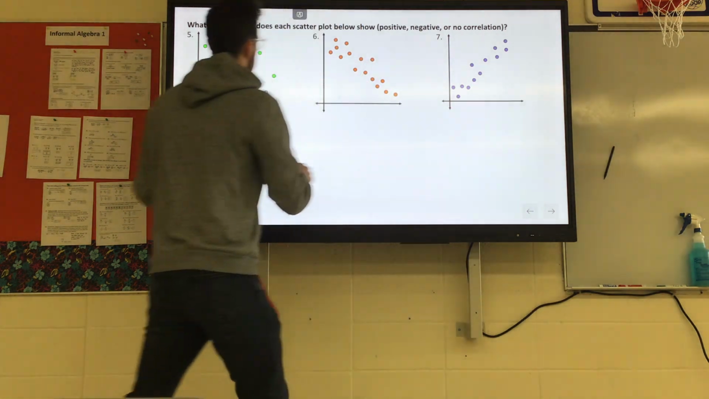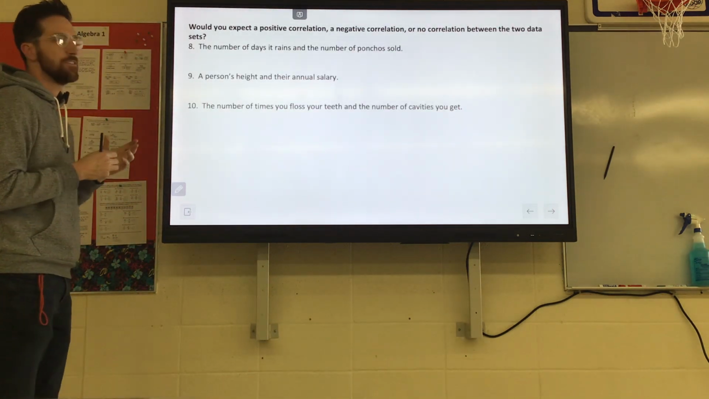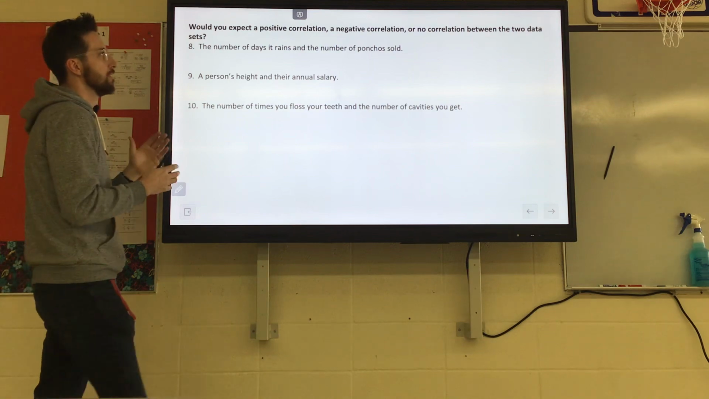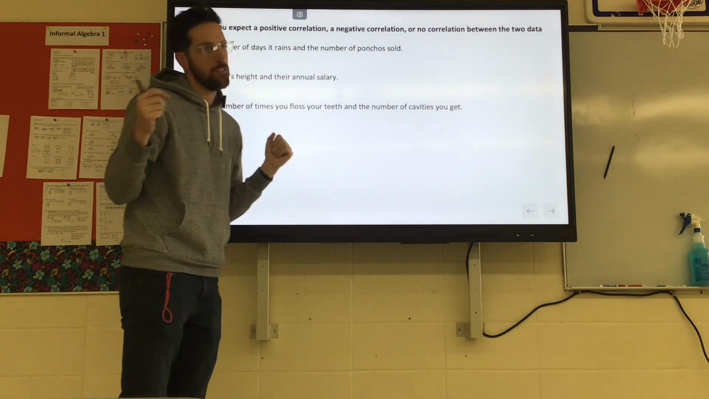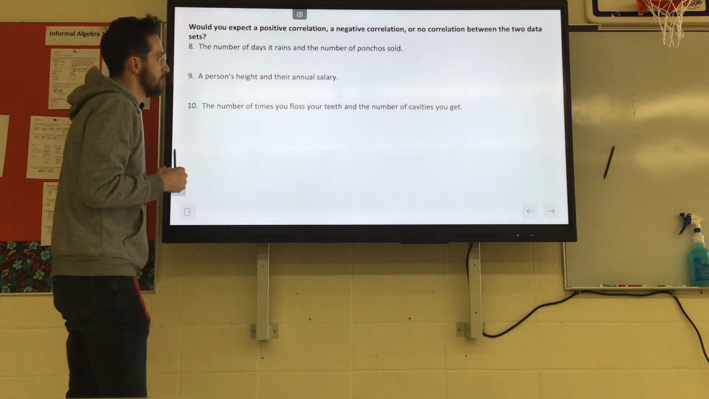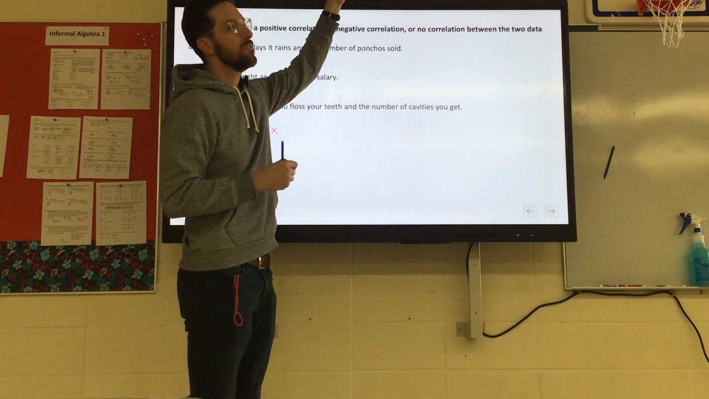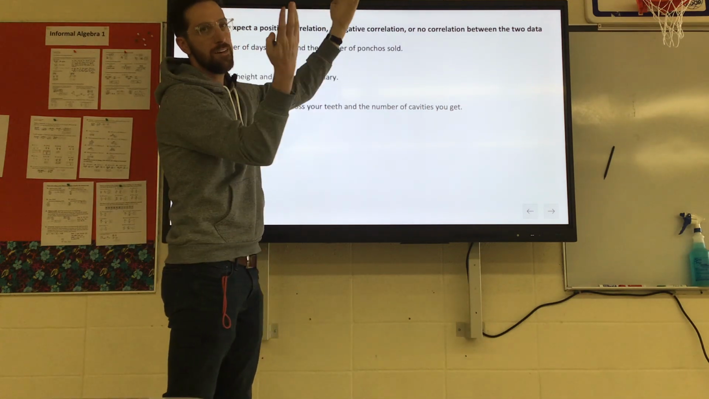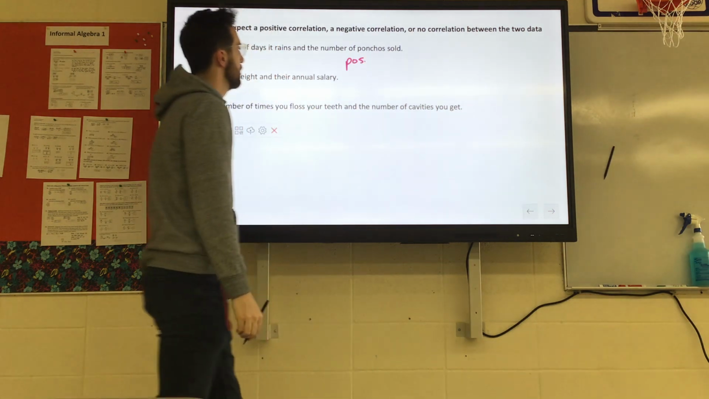Great. And then these ones. Would you expect a positive correlation? That means they both go up together. Negative correlation, that means as one goes up, the other goes down. Or no correlation, no match. The number of days it rains and the number of ponchos sold. If it rains more days, will we sell more ponchos? Yeah, probably. So that would be a positive correlation.